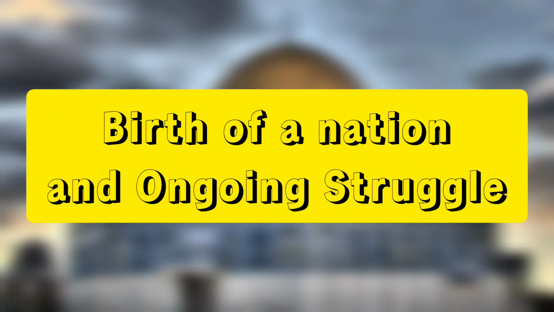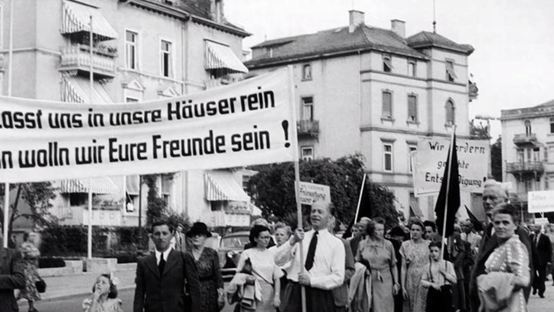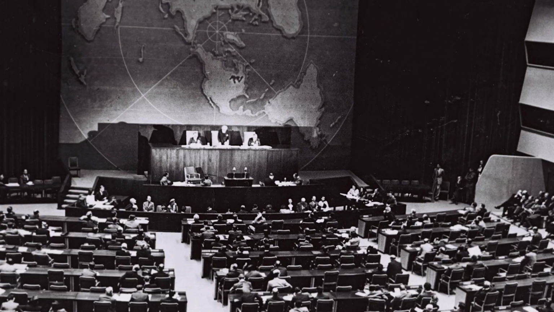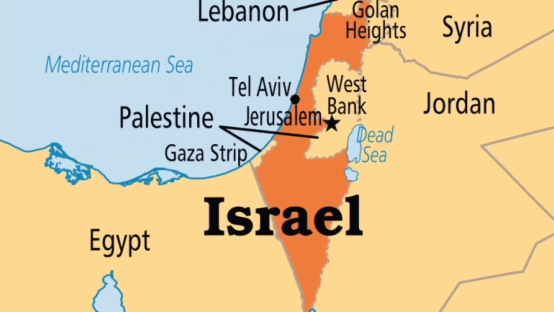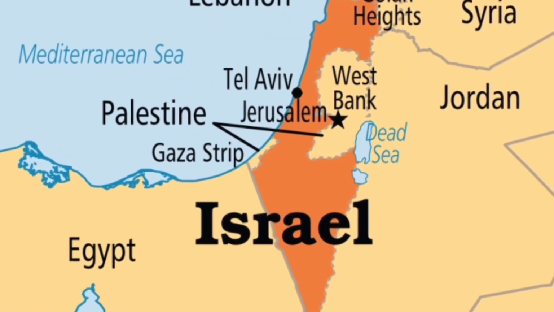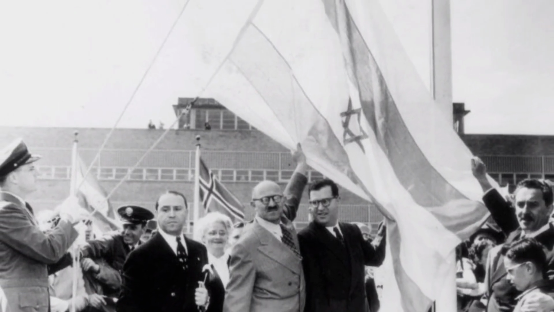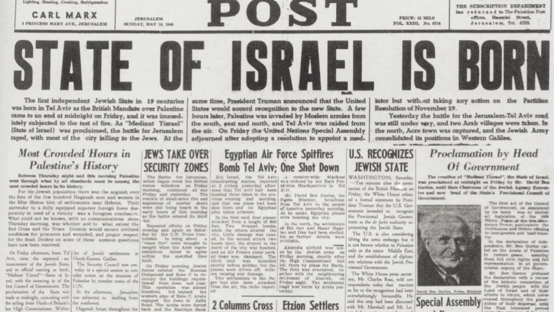Birth of a nation and ongoing struggle. Following World War II and the Holocaust, international sympathy for the Jewish people's suffering grew. In 1947, the United Nations proposed a partition plan to divide Palestine into separate Jewish and Arab states, with Jerusalem as an international city. The plan was accepted by the Jewish leaders but rejected by the Arab states, leading to the declaration of the State of Israel in 1948.